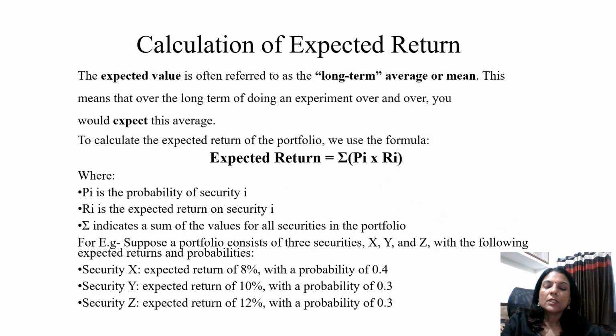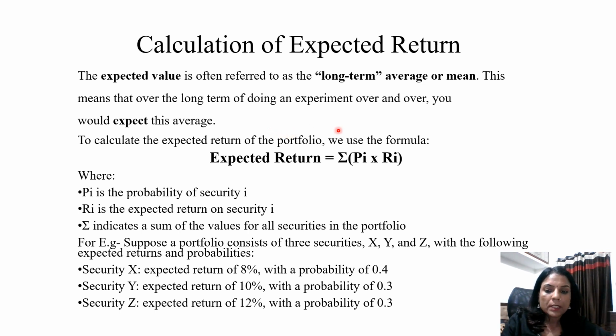Now coming to the calculation of expected return from a portfolio. So you want to invest in some portfolio having different securities, having different probabilities of return in that particular portfolio. So here first we will be calculating the expected return from the portfolio. Expected value is often known as the long-term average or mean value, mean return. Here, mean return is talking about doing an experiment over and over in the long term, and you would expect this average you will be getting.